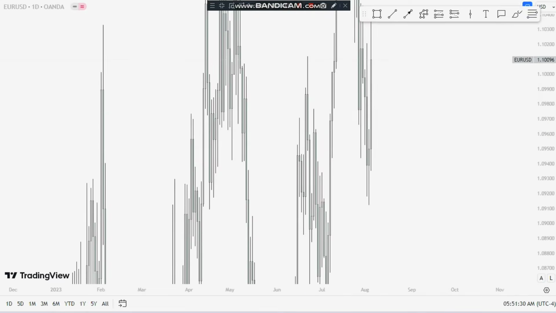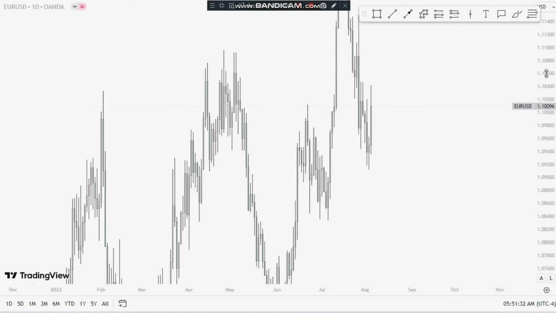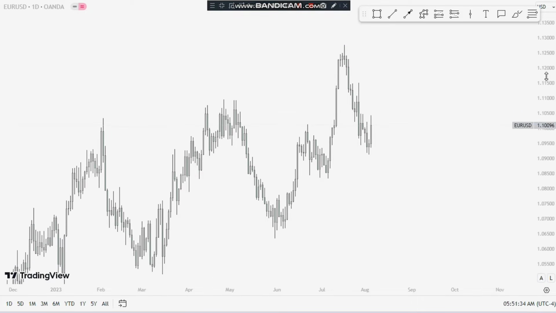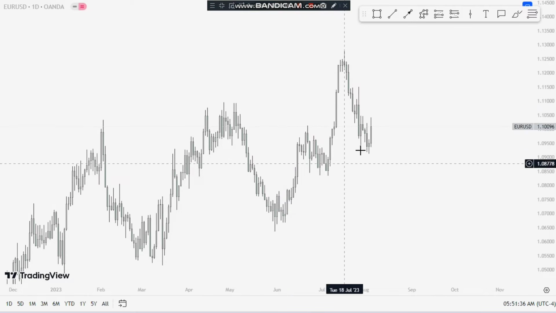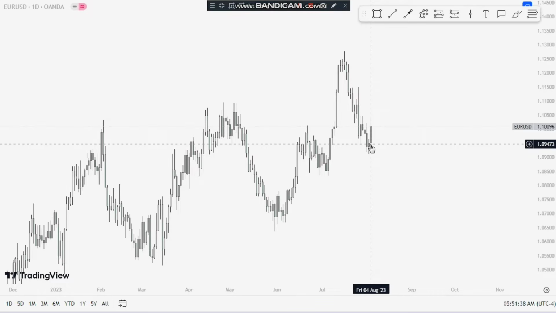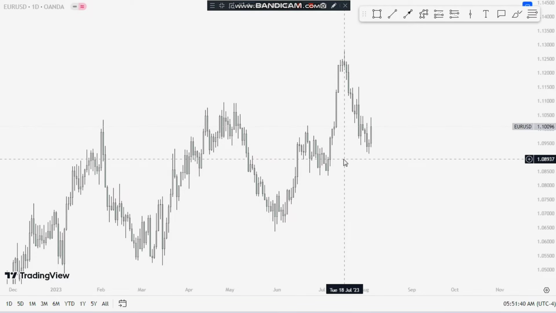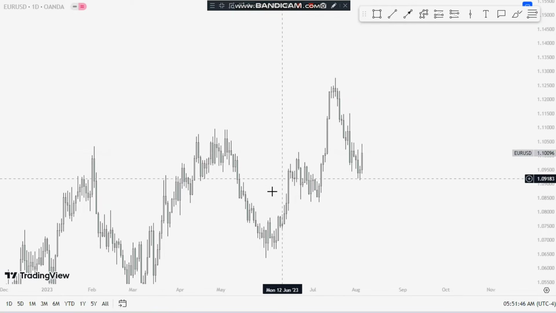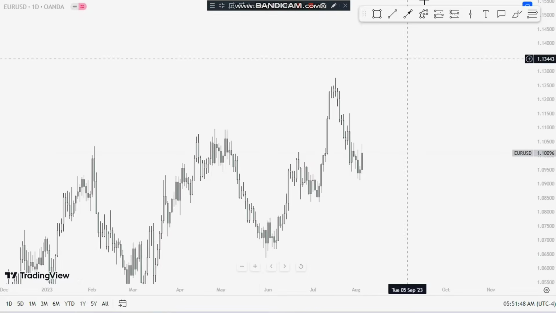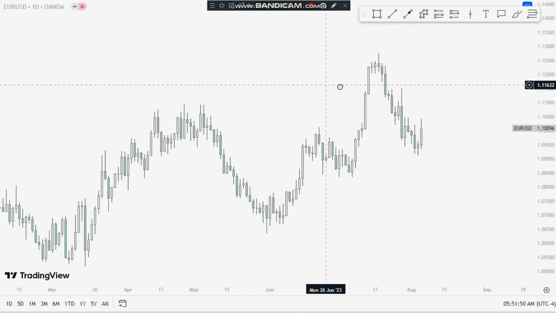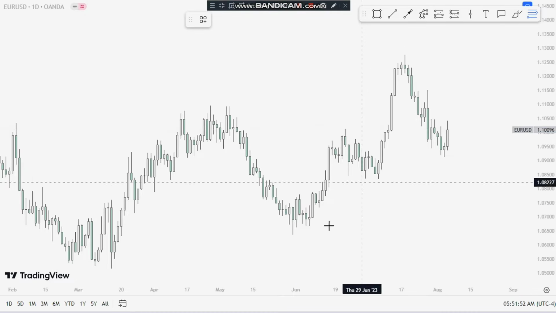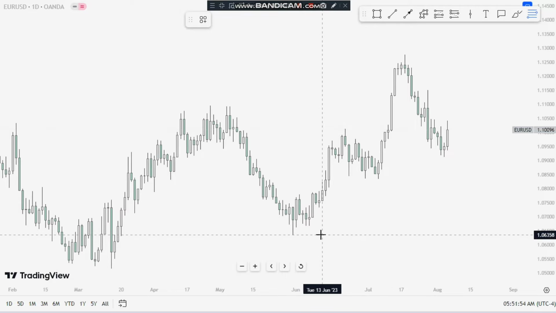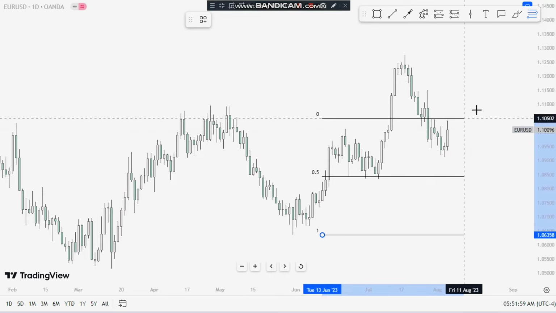So what ICT does is he draws these ranges over the last 60 days. Like now, if it's 4th August, he will draw it from almost the 4th of June, like the past 60 days. Now there are some weekends, so we will draw it from this level. To find the IPDA data ranges, you draw the 0.5 fib level from the bottom to this top.